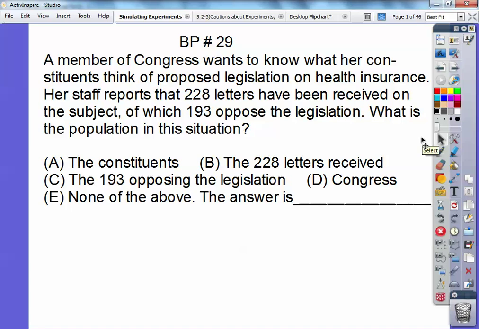A member of Congress wants to know what her constituents think of a proposed legislation on health insurance. Her staff reports that 228 letters have been received on the subject, of which 193 oppose legislation. What is the population of this situation? The constituents, the 228 letters received, the 193 opposing the legislation, Congress, or none of the above.